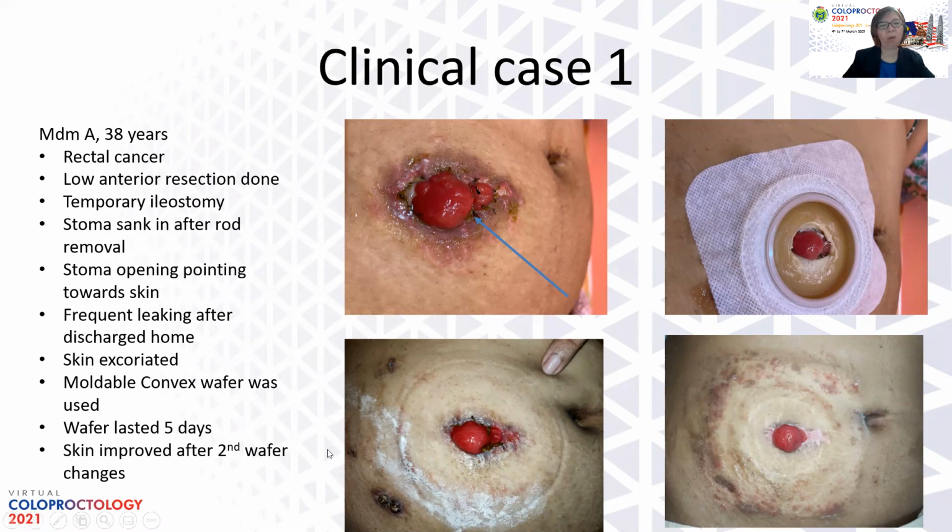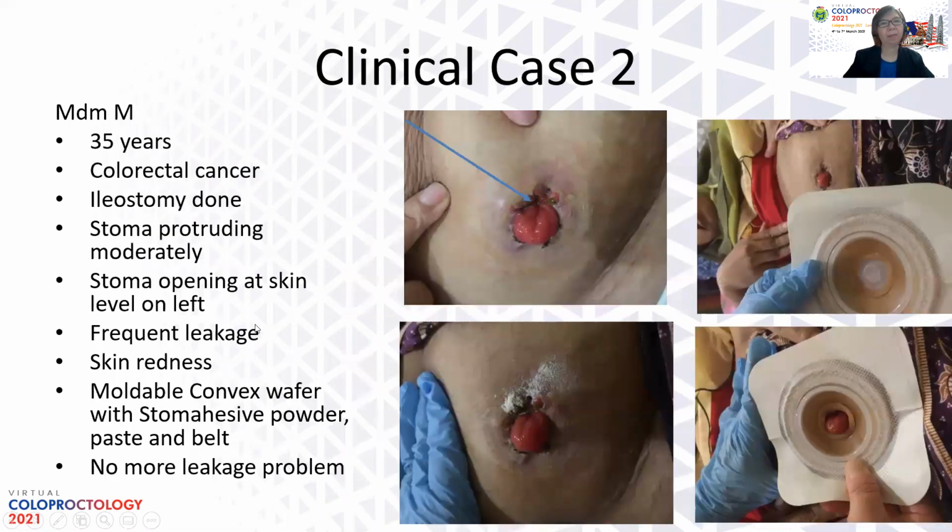Now case number 2 is Madam M. She's 35 years, colorectal cancer, ileostomy done, stoma is moderately protruding. Unfortunately, the stoma opening at the skin level is on the left side line. This patient experienced frequent leakage. The skin was red, but luckily it was not badly excoriated. She was very careful; whenever the output leaked, she would change.